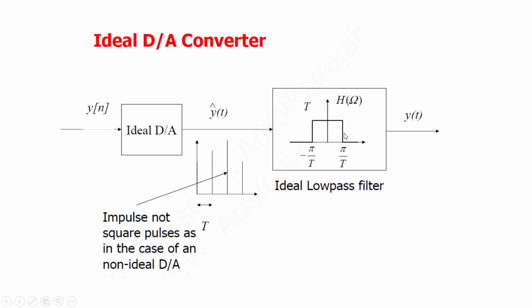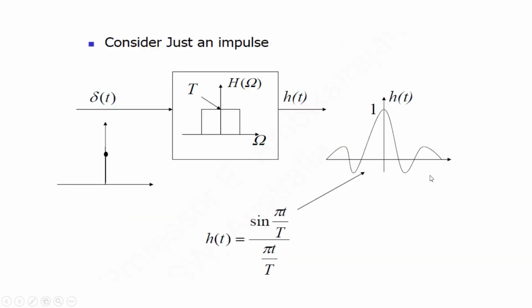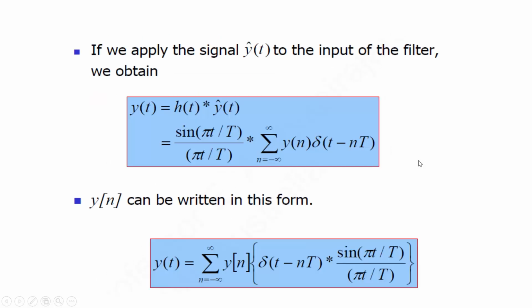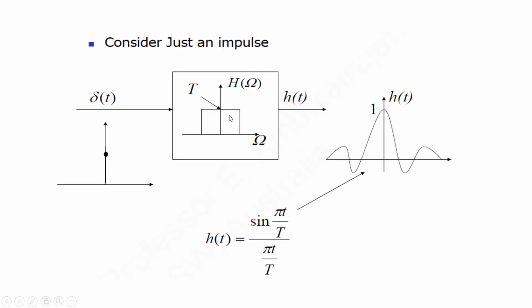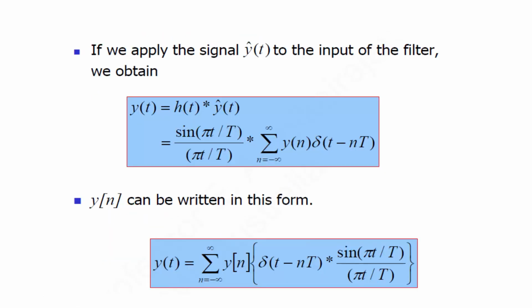This is actually the frequency response, right? It's not the time domain response, it's the frequency response. This is the time domain response. Now, if we apply y cap t to the input of the filter, and h(t) is the impulse response of the filter, these will be convolved. We know that y cap t is actually the convolution of the digital signal and the impulses. So these two will be convolved.